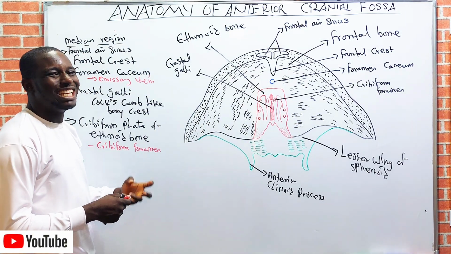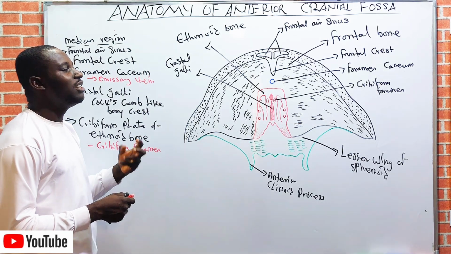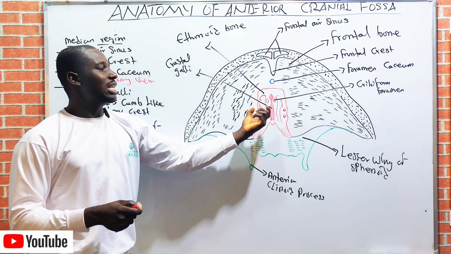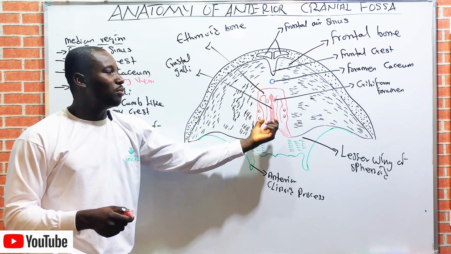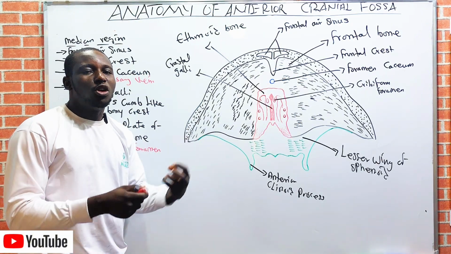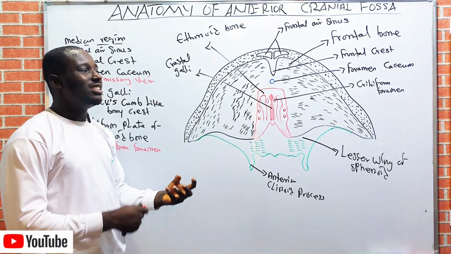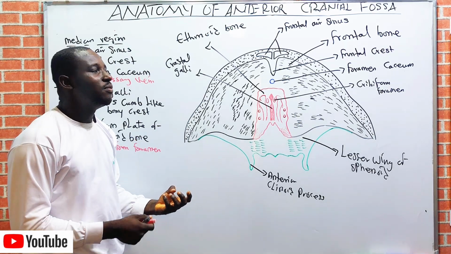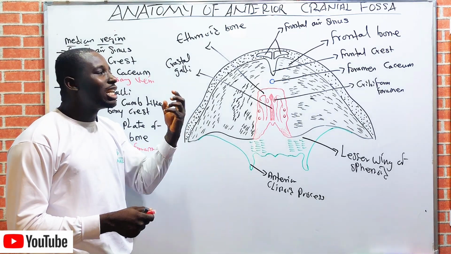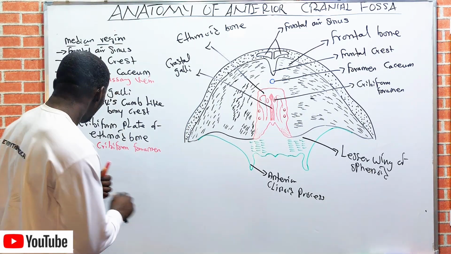So it's a very important foramen because any fracture to the cribriform plate of the ethmoid bone will lead to the what? Loss of sense of smell. That is anosmia. You get? So it's a clinical anatomy that is associated with fracture of the cribriform plate of the ethmoid bone.